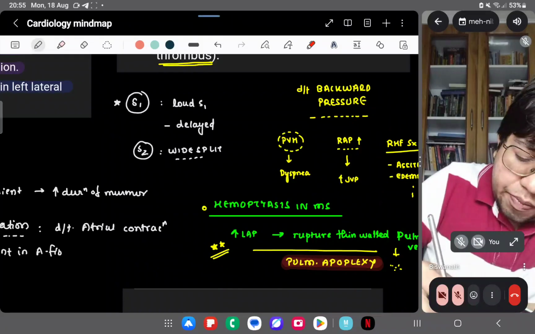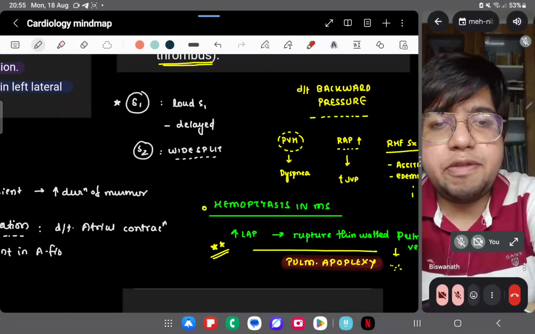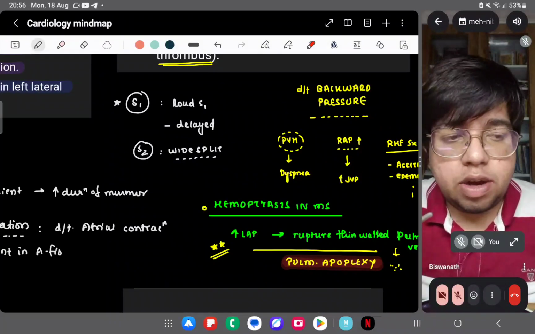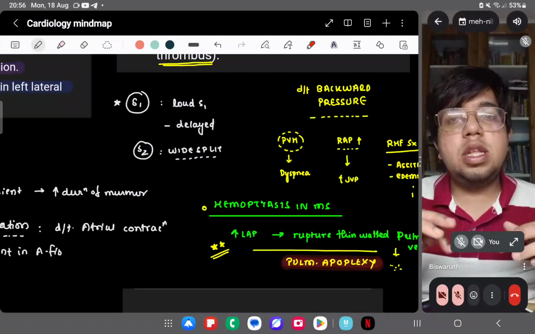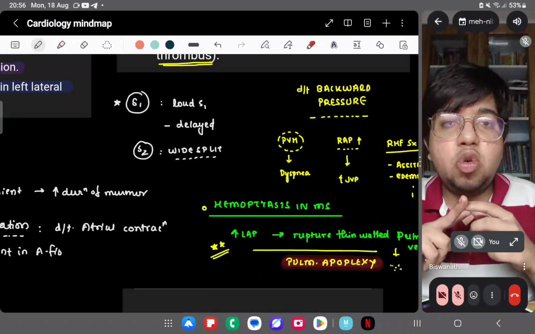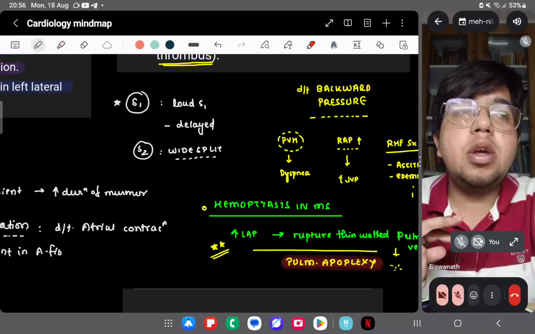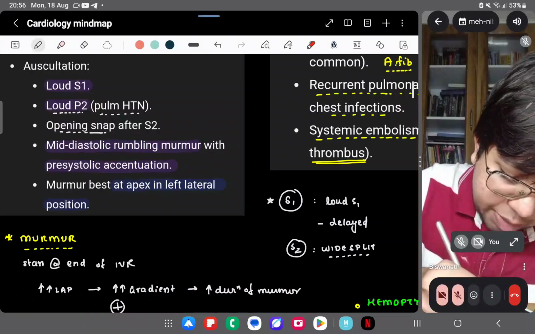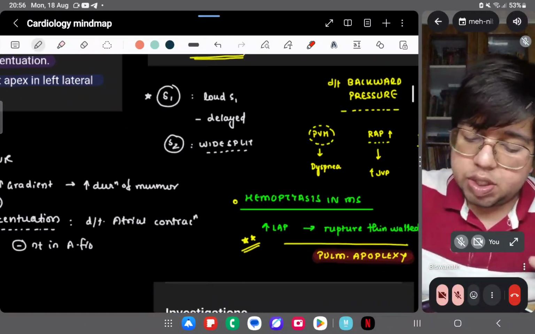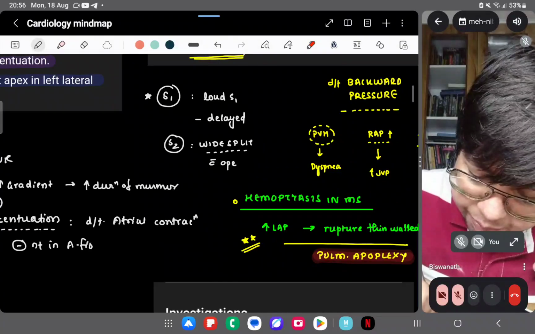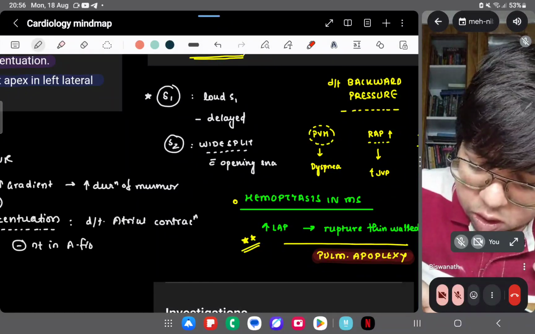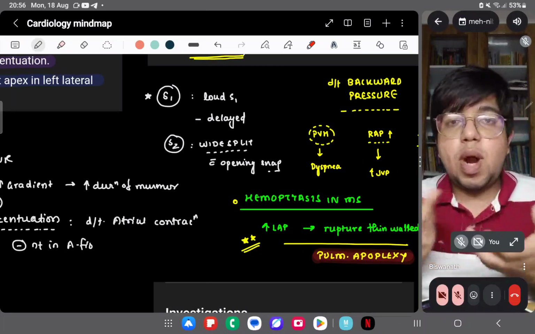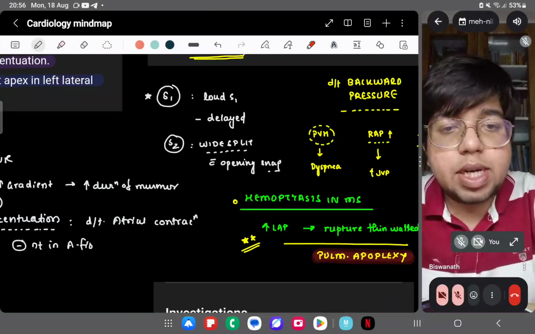Why? I told you in previous lectures also that wide split S2 will be seen whenever there is a differential closure of valves. There'll be wide splitting. The P2 will be very loud due to pulmonary hypertension, and there will be an opening snap associated with it. So wide split with opening snap. If there is a greater difference between the A2 and the P2, then there is a wide split S2.